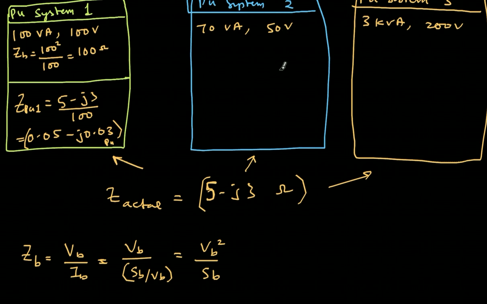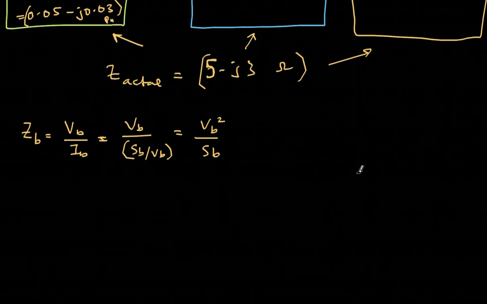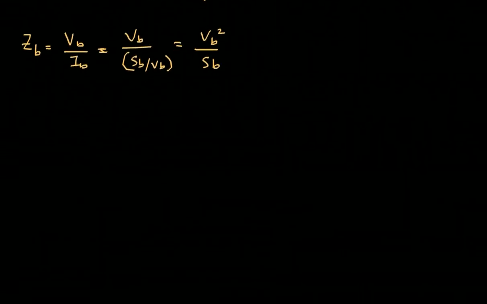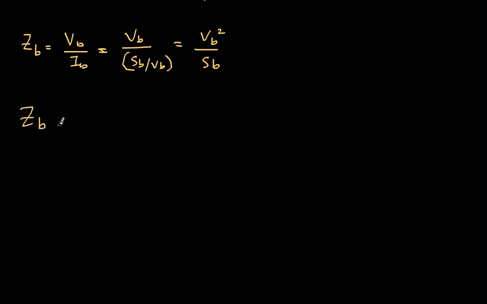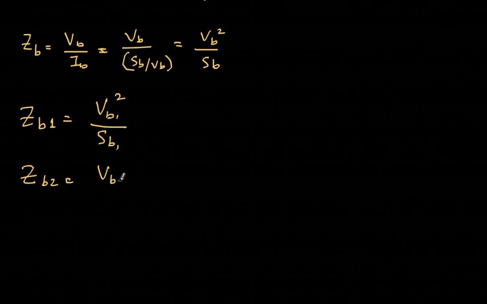So let's come to this. Now I can repeat the same process, but there is a cleaner way of doing it. Here I'll attach subscript 1. So Z base 1 equals V base 1 square by S base 1. And if I have a different base, a different system, then I can write it like this. Let's keep these two as two equations.